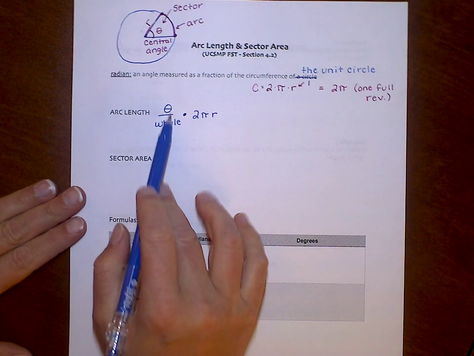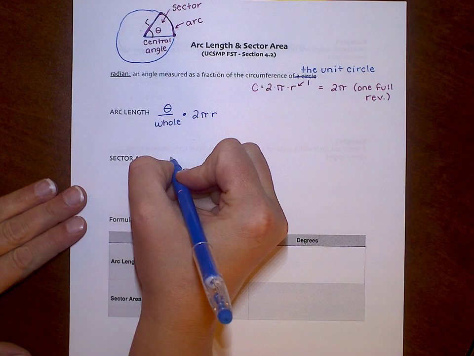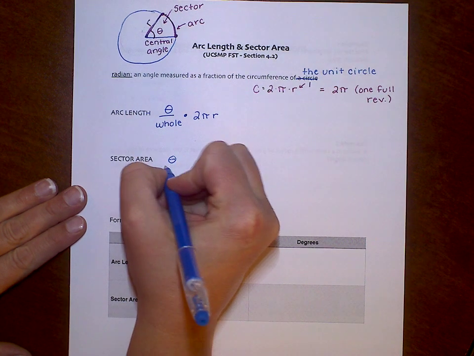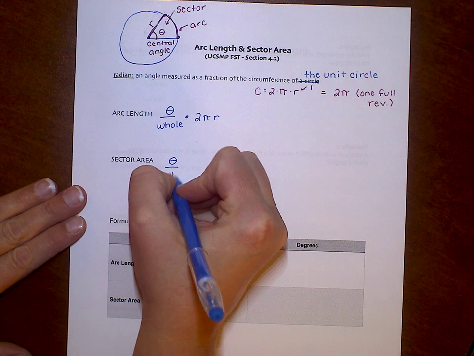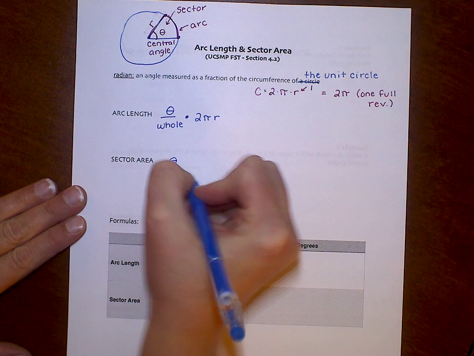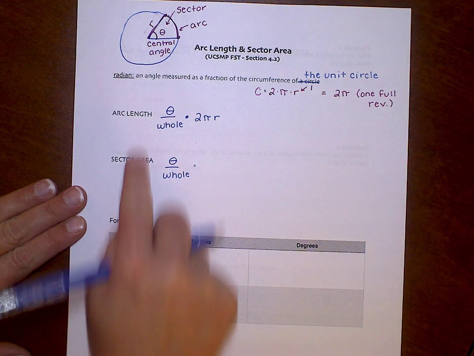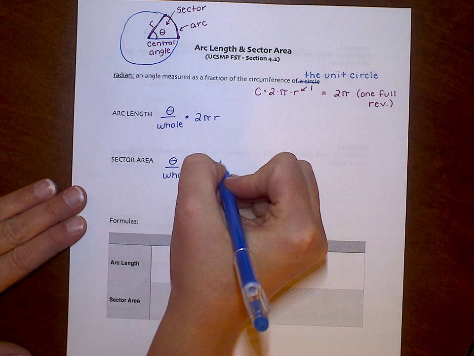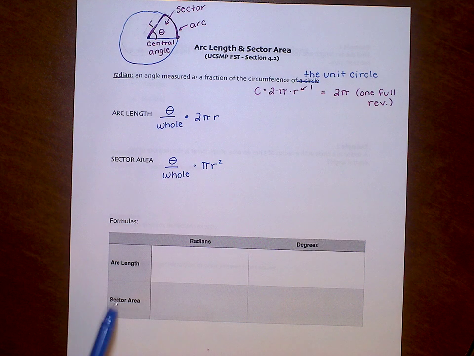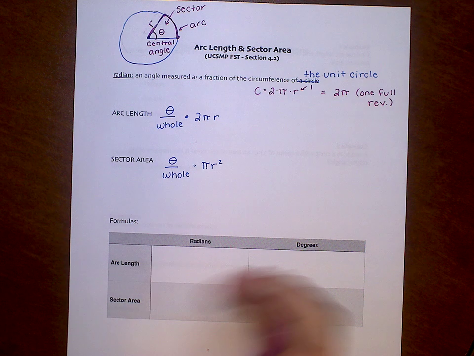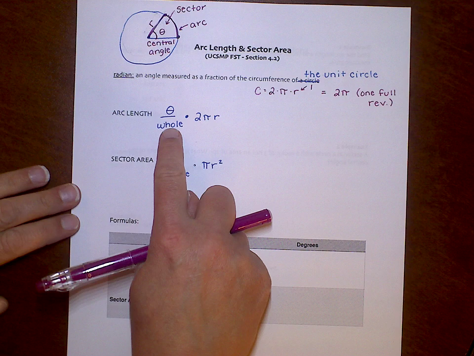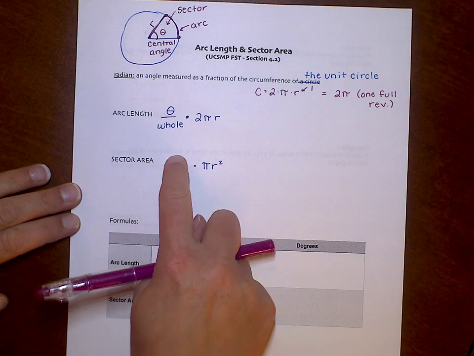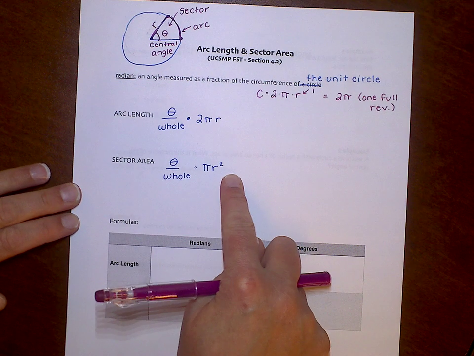Sector area works the same way. We're going to work with the same fraction, theta, the angle out of the whole circle, times, except now we're talking about area of the circle, which would be measured as pi r squared. So what I have written in blue right there is really the important thing to know. And I don't think that's going to require much memorization if you understand where it comes from, that this is a fraction of the circumference and a fraction of the area.